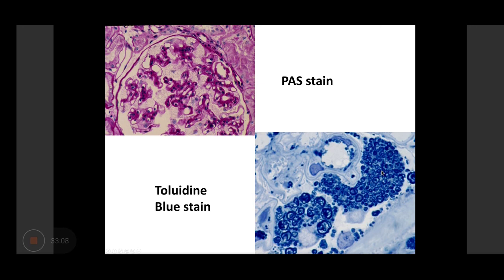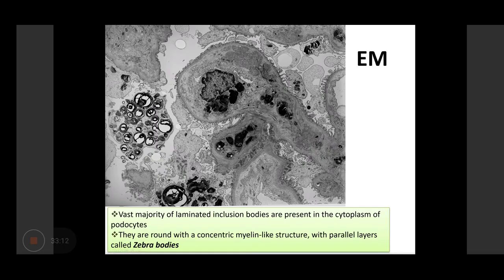Now when you examine these podocytes in the electron microscope, you'll find that they show concentric rings. These structures are called zebra bodies, and they are confirmatory for the diagnosis of Fabry's.